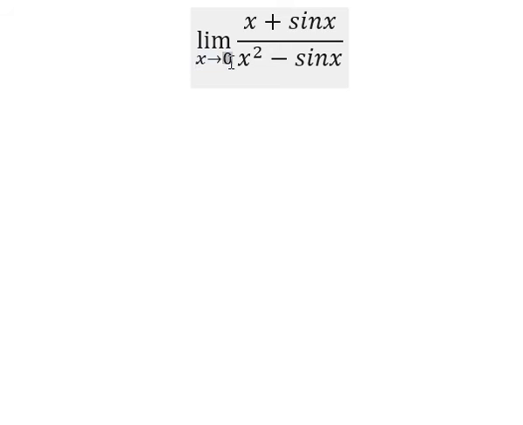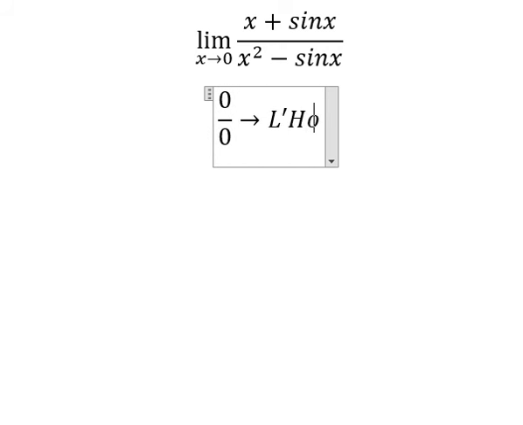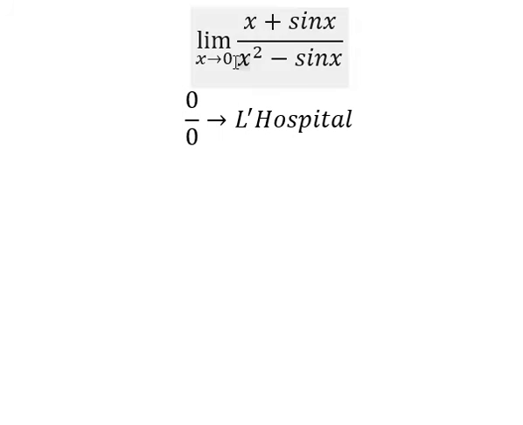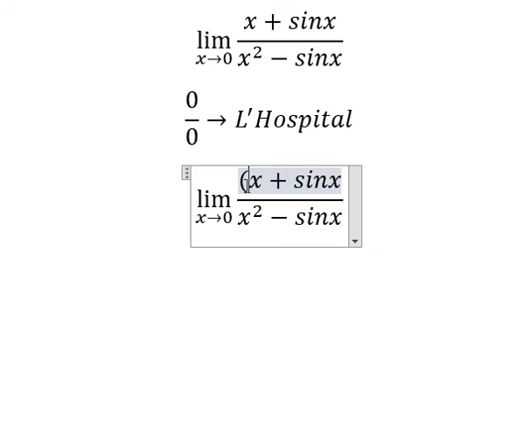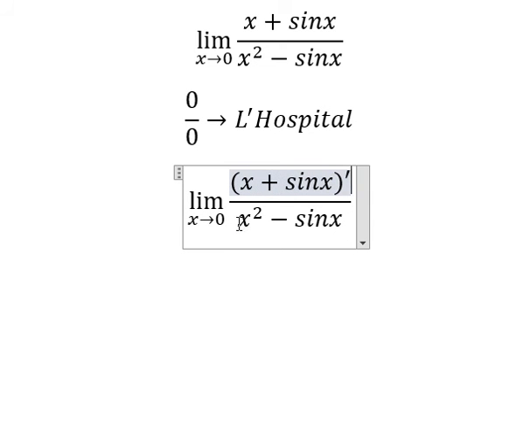If I put number 0 here, here and here, we have 0 over 0. So in this situation, we can use L'Hospital's rule. That means we need to first take the derivative of the numerator and denominator.